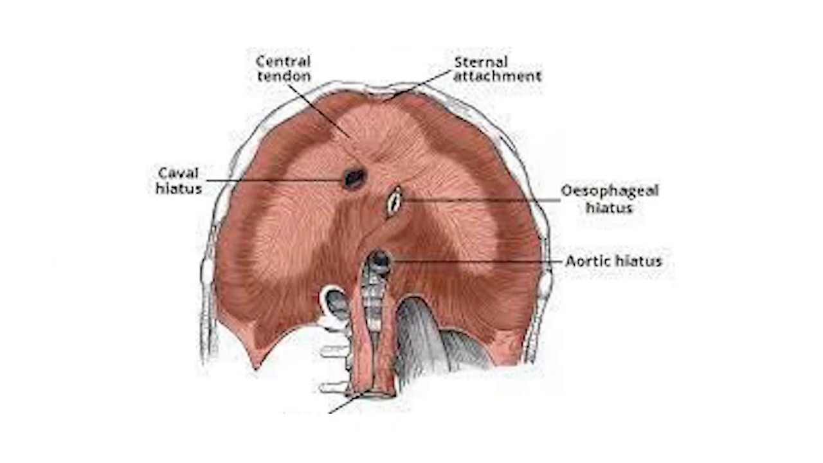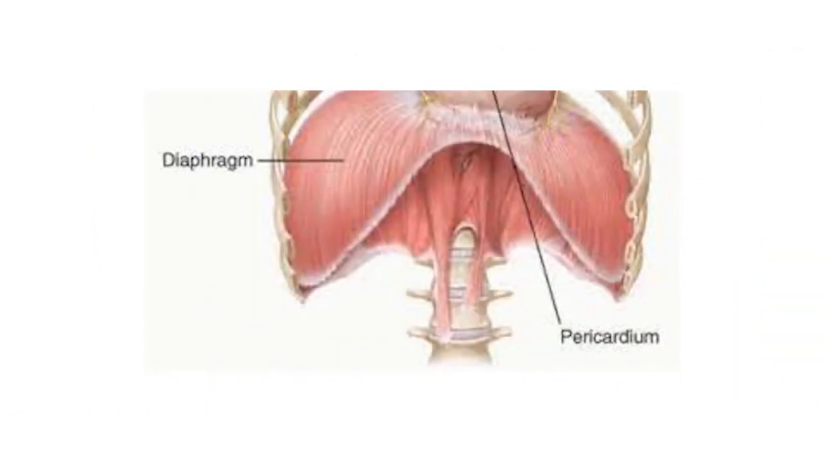Dear students, here is the image of the diaphragm which is showing the caval hiatus, central tendon, the sternal attachment, esophageal hiatus, aortic hiatus, and vertebral attachment posteriorly, clearly seen in this diagram. Now the second diagram showing the pericardium and the diaphragm, the dome of the diaphragm.